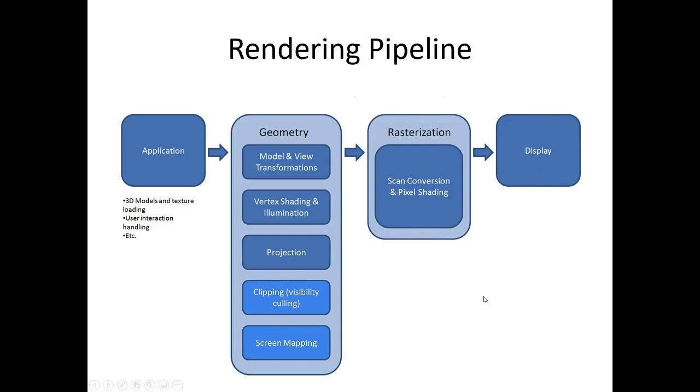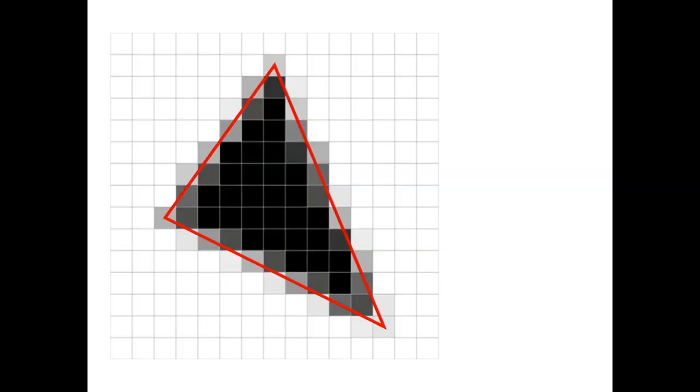Okay, so let's get into culling and screen mapping, and really we're going to be talking about doing a little bit of rasterization here as well, or at least rastering from the triangle into the frame buffer. So let's take a look at that.